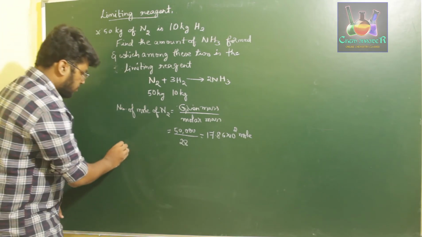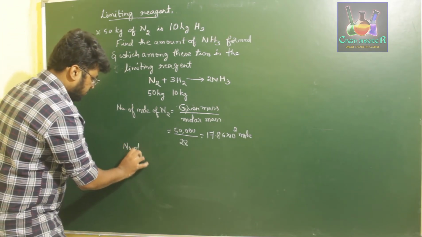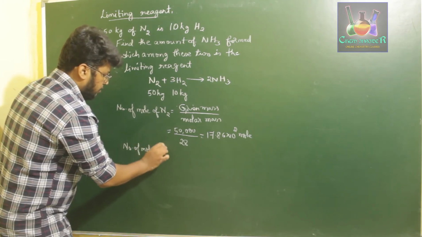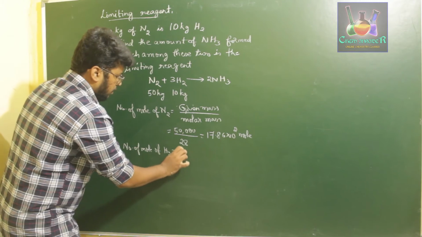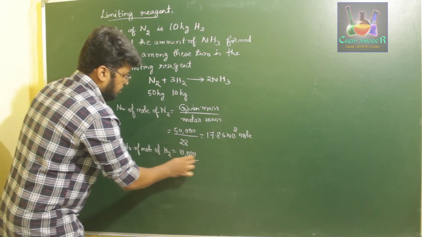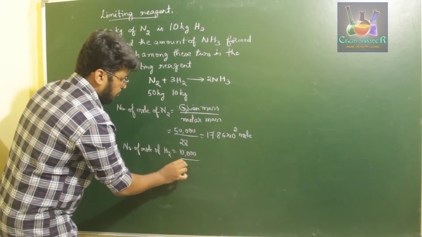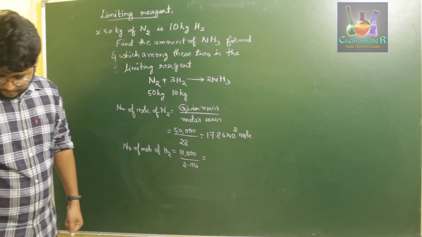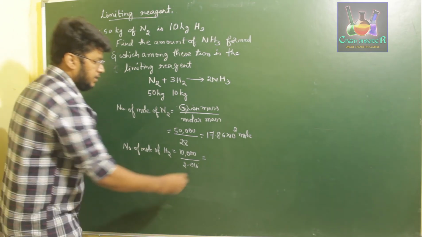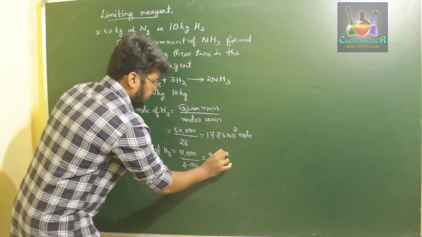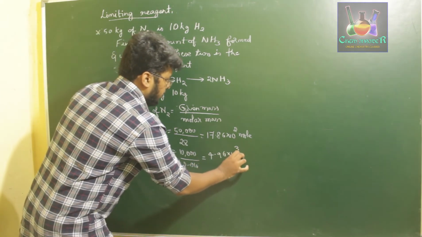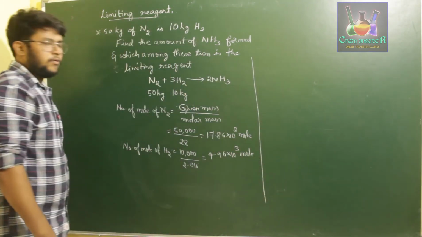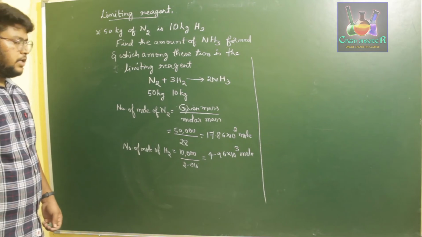Next, for the number of moles of hydrogen required, we are given 10 kilograms, so 10,000 divided by 2.016 gives us 4.96 × 10^3 moles. Okay, so this is our given amount of nitrogen and hydrogen.